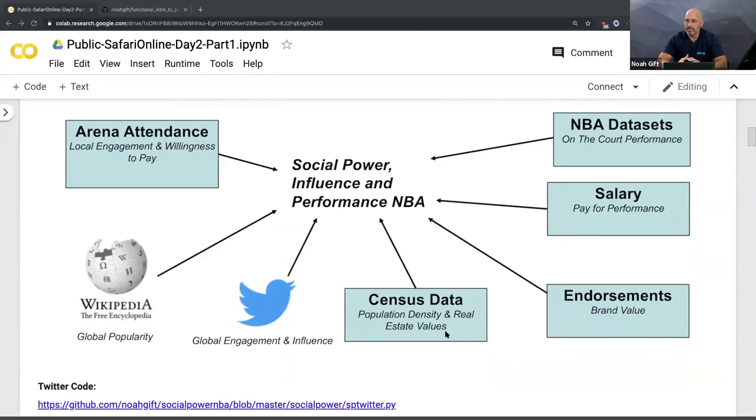So I looked at population density, real estate values. I looked at endorsements, salary. And then I looked at, you would think this would be the first thing I would look at, but I then finally looked at the NBA data set performance. So in order to do comprehensive data science here, you can see I had to find and hunt down 1, 2, 3, 4, 5, 6, 7 different data sets. And this is typical of a data science project.